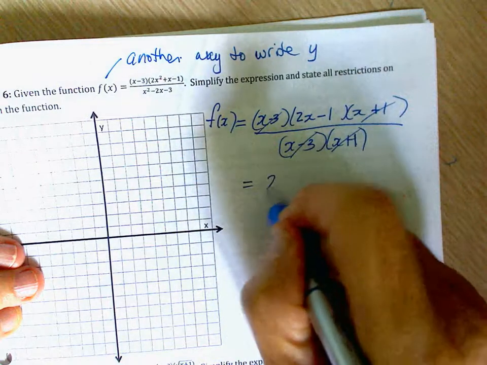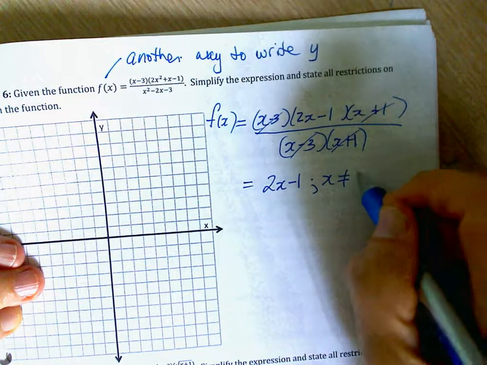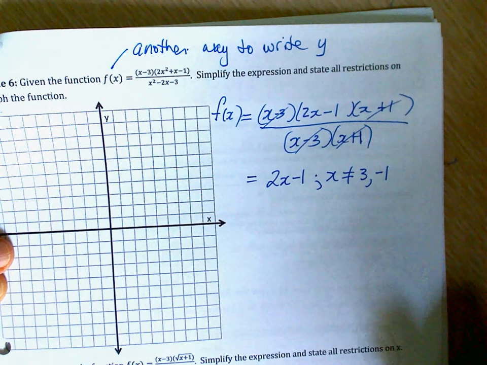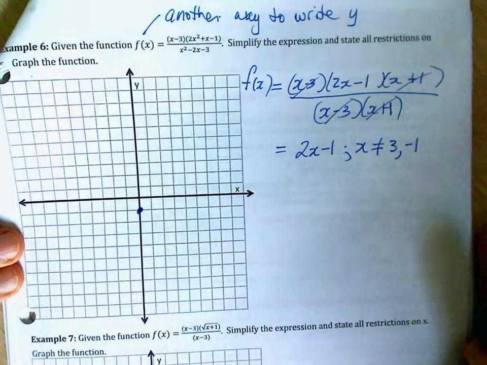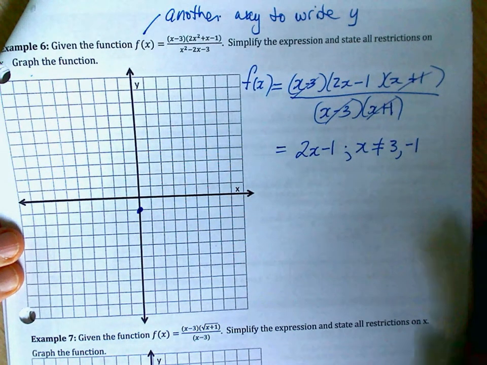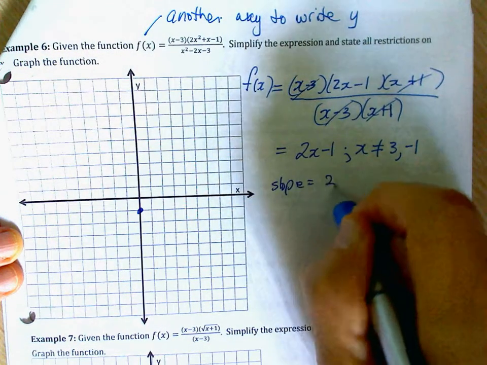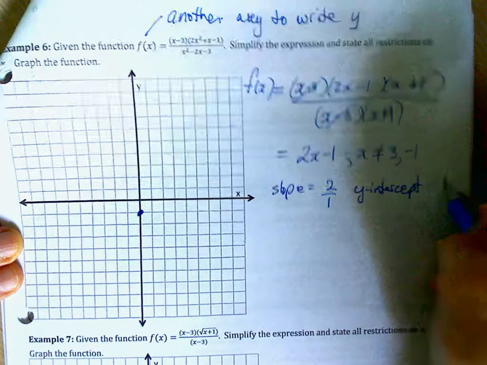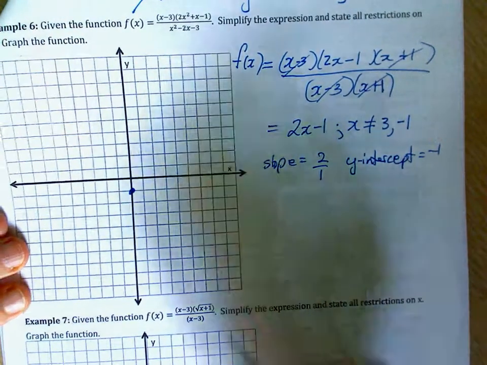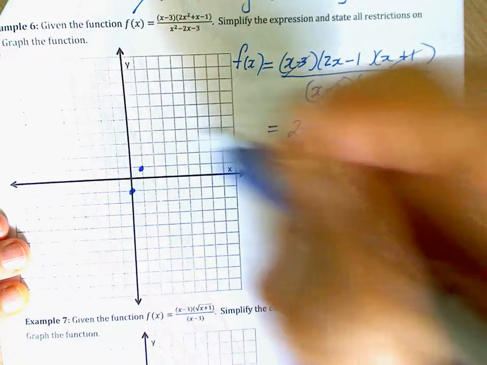So x can't be 3 or -1. Okay, our y-intercept is -1. The slope is 2, right? Slope equals 2 over 1. Y-intercept equals -1. So for every 1 it goes over, it goes up 2. 1 over, up 2. 1 over, uh-oh, x cannot be 3, right?